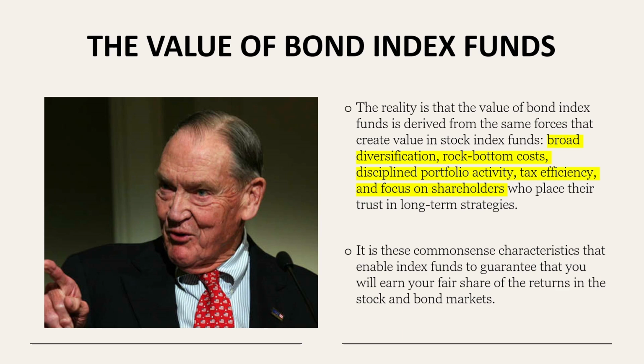So as per Bogle, these are the common sense characteristics that enable index funds to guarantee that you will earn your fair share of return in the stock and the bond market. And that's what he's explaining in each chapter: if you really want to earn your fair share, then index investing is the way to go. And now he is saying that not only for the stock market or equity, the same logic applies even in the bond market.